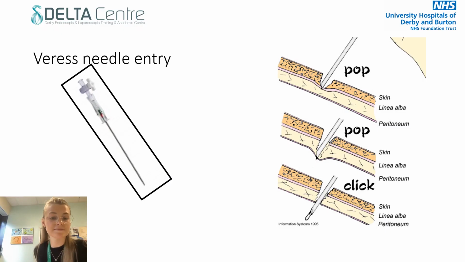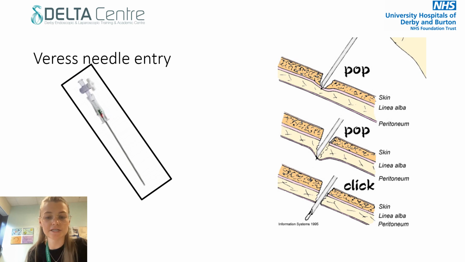So talking more specifically now about the Veress needle entry. The Veress is a needle with a sharp cannula tip and a spring-loaded stylet, and this allows for protection of the viscera and a reduced risk of perforation of the viscera when you insert the needle. This is used for the closed classic entry technique.